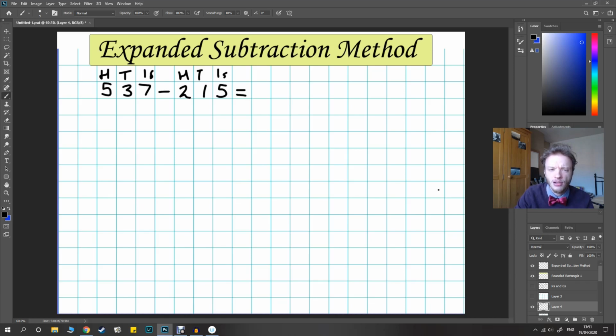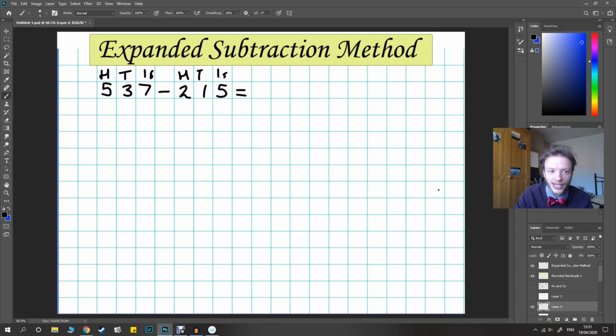Fun fact, we don't use the term units anymore for the ones column, just because it can be a bit confusing if we're talking about units of measurement, which are millimeters, centimeters, litres, grams, kilograms, and then units where we're actually just talking about the place value of a particular digit in a number. So we tend to say ones now.